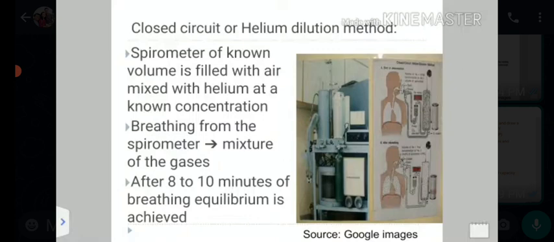And as this is a closed circuit method, ask the subject to inspire as well as expire from the spirometer. So the person has to inspire and expire from the spirometer for about 8 to 10 minutes, because up to this 8 to 10 minutes equilibrium is achieved, meaning all the FRC volume has come out.